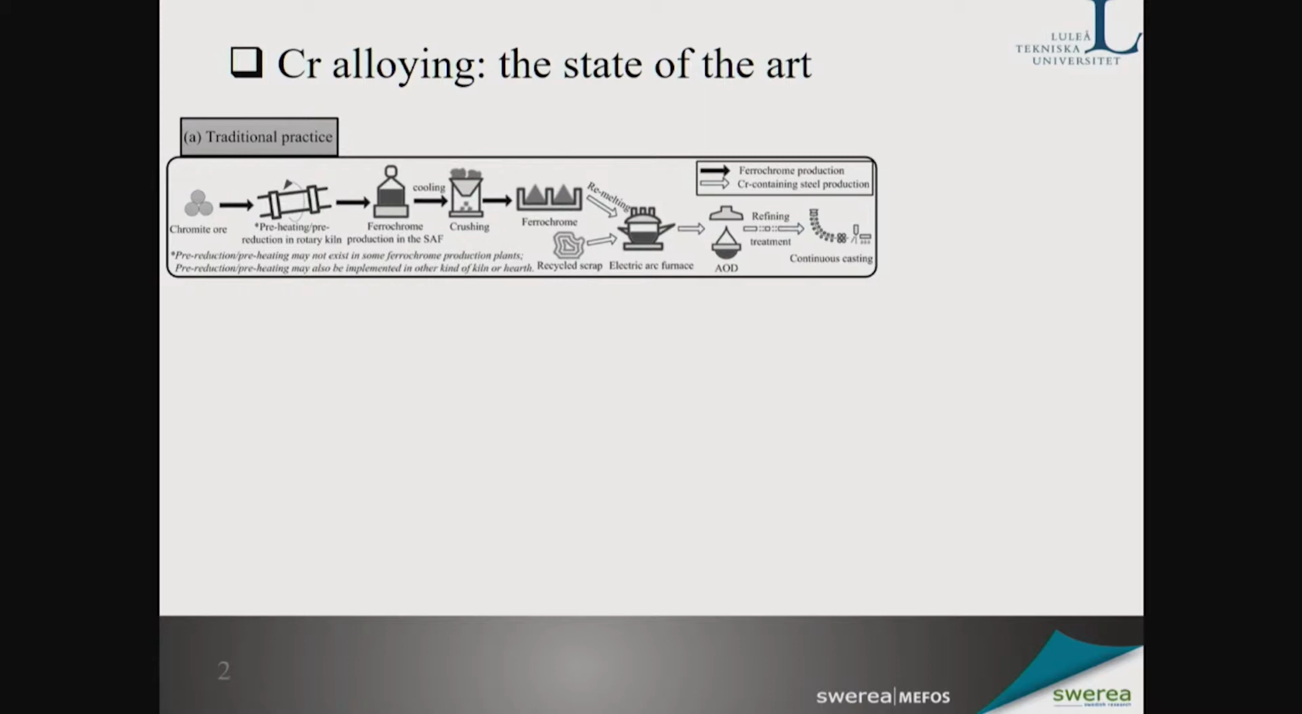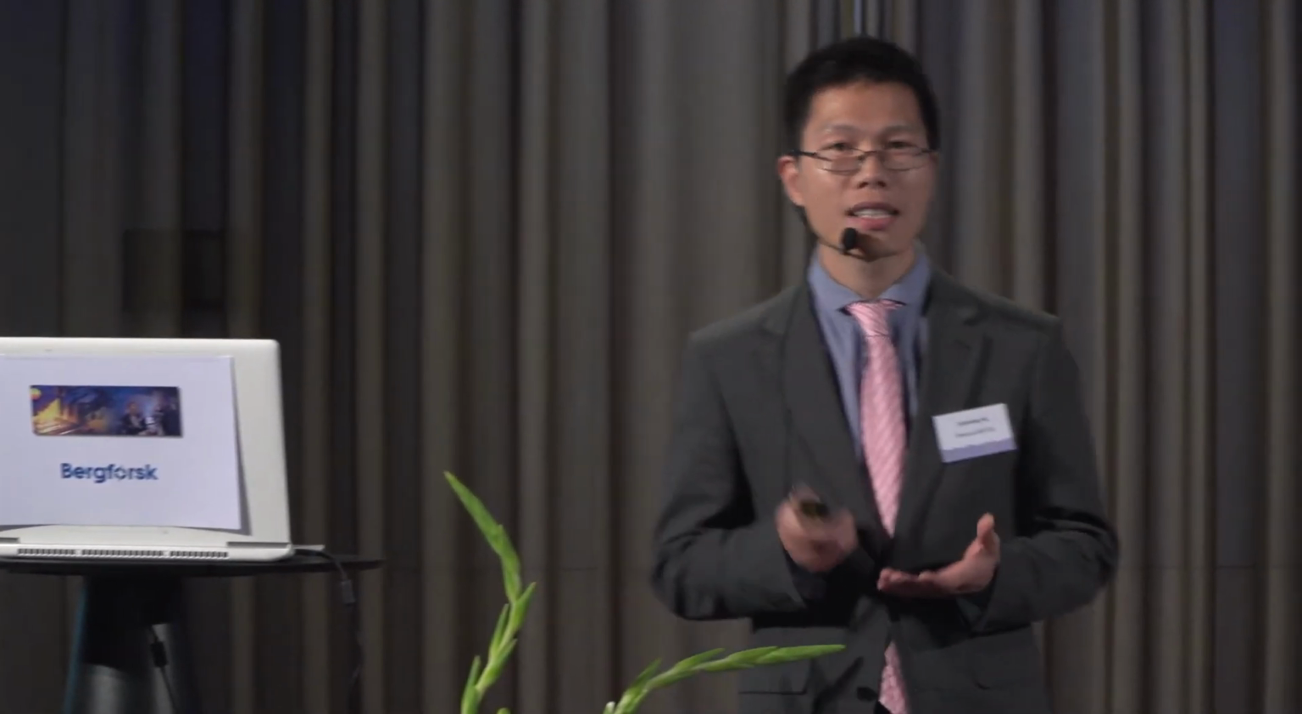The chromium is mainly from the chromite ore, and the extraction of chromium is carried out by the smelting reduction of the ore in the submerged arc furnace. After the reduction, the melt is put out, and then cooled down and crushed, then transported to the steel making plant. For alloy steels, normally it's the stainless steels with chromium.